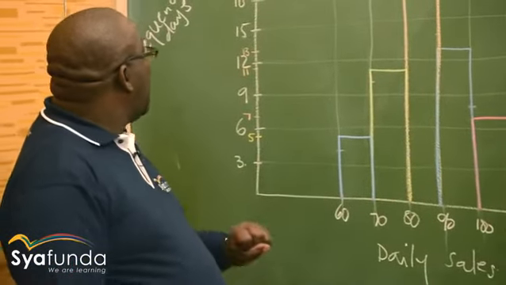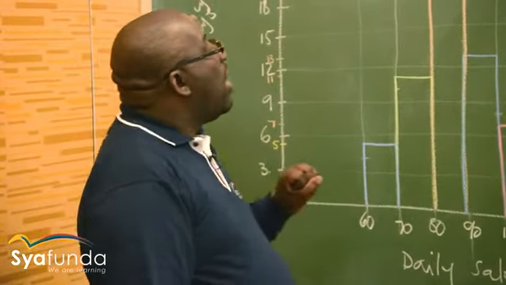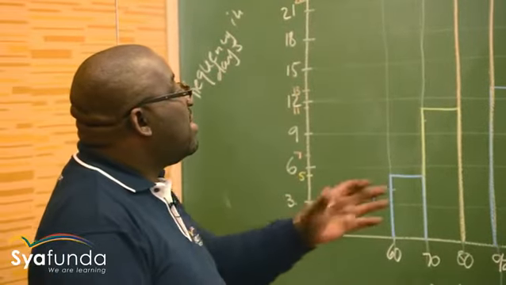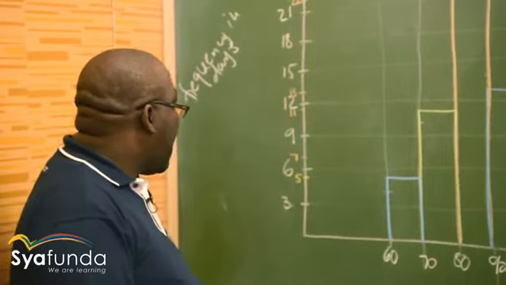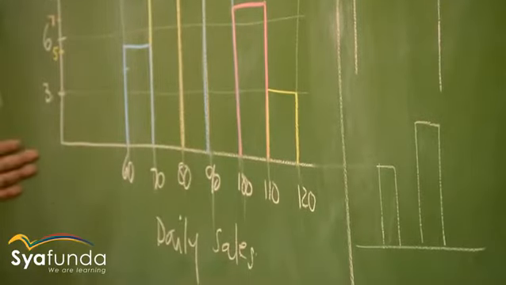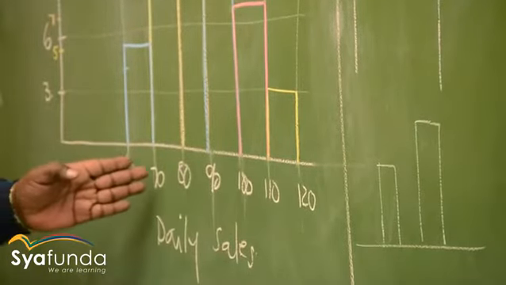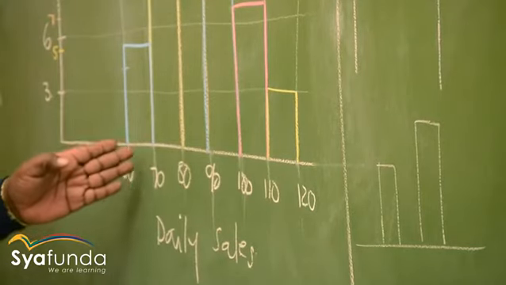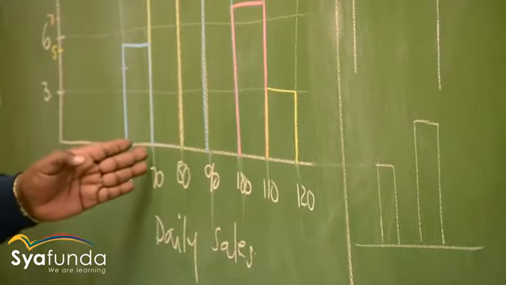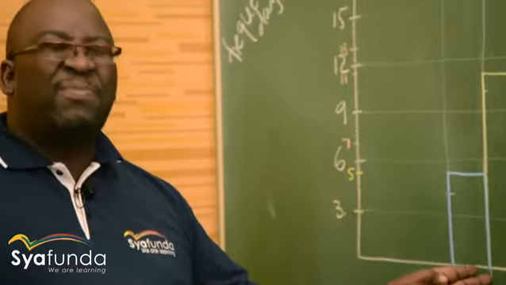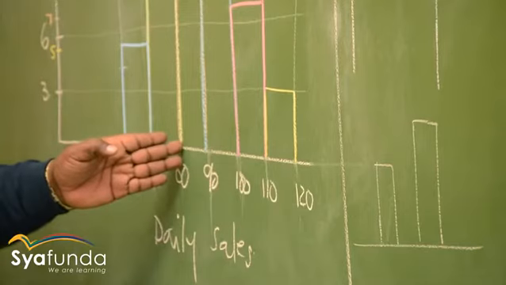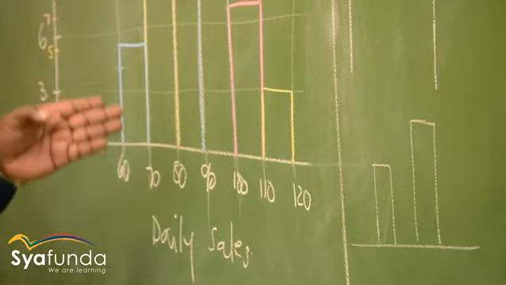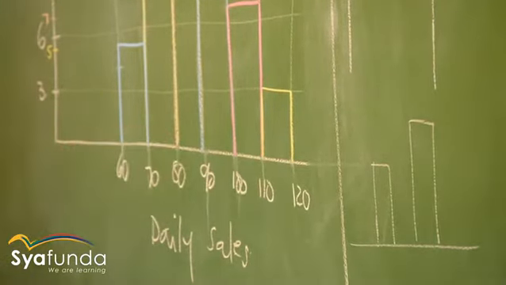Looking at this one, we're required to complete this table given this graph. So how do you do that? This one starts from between 60 and 70. It starts from 60 up to 70, but we don't include 70. We just include just before 70 because the next one will start from 70 up to 80, but 80 not included. The next one will start from 80 to 90.